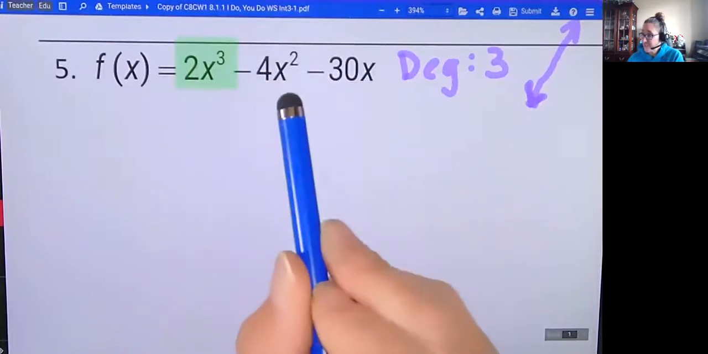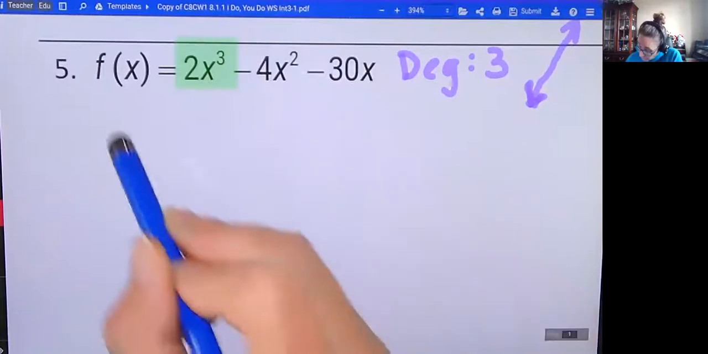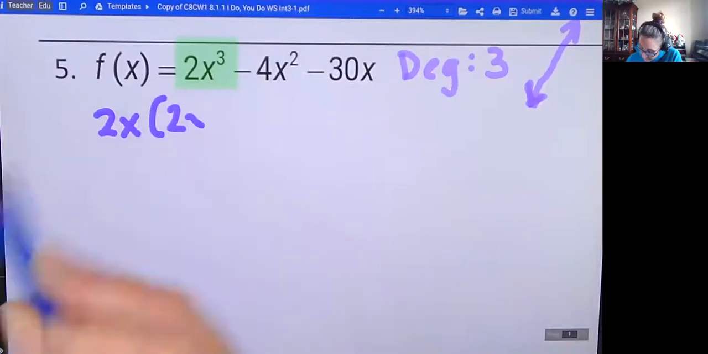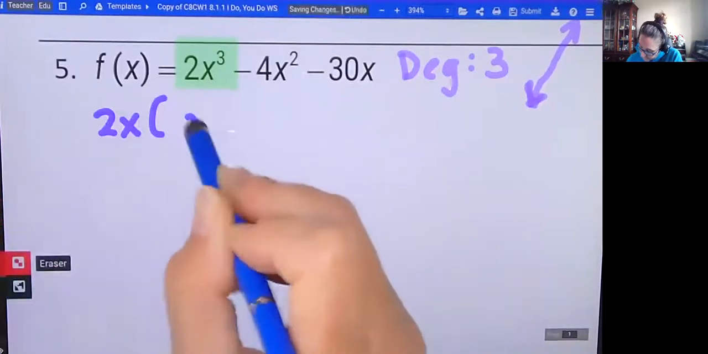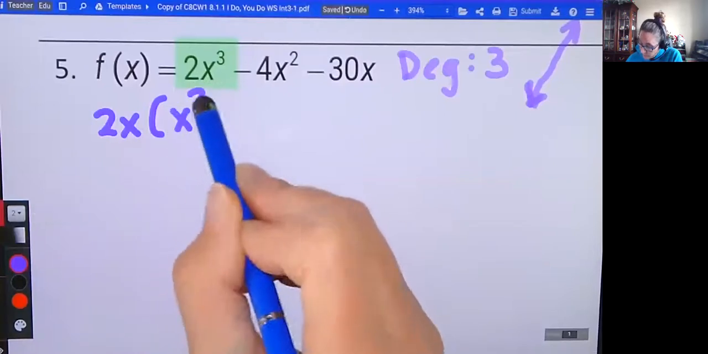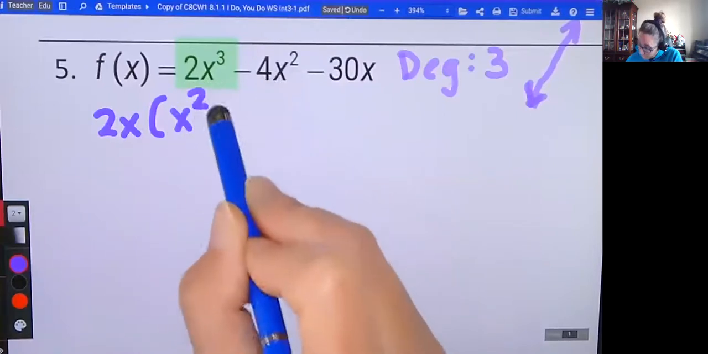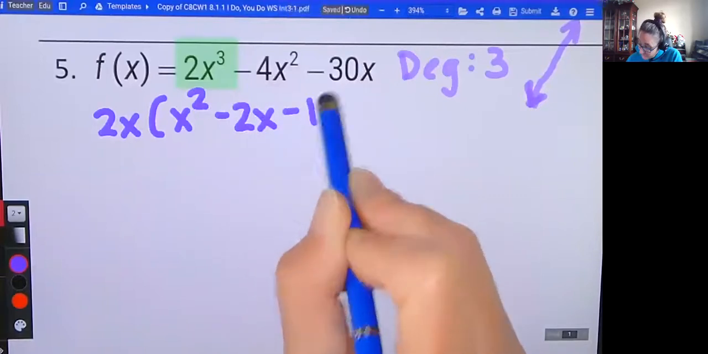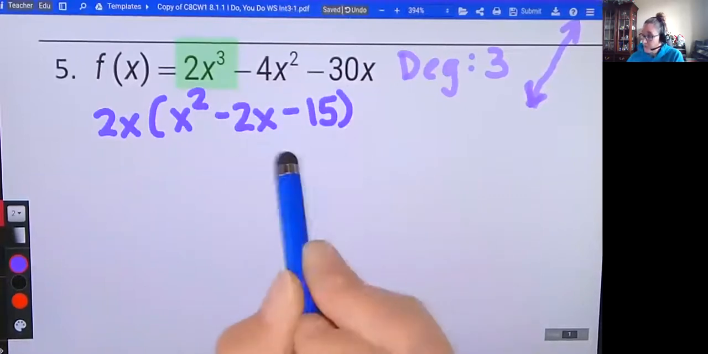The most x's I can take is x. So I'm going to have a 2x times... sorry, I don't need the 2, I've already taken the 2 out. So 2x times, and here I'm going to be left with an x squared. When I take 2x from this, I get a negative 2x. When I take 2x from this, I get a minus 15. And then I'm going to factor this.